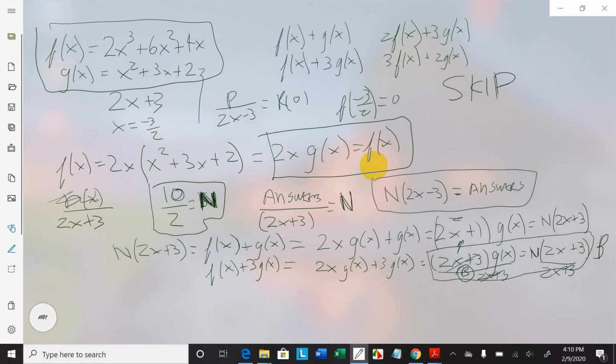Now you could go back, because your confidence has been completely shot, and try this one and this one. We were not going to do them in the video, but you might as well. 2f(x) plus 3g(x), and f(x) is 2x times g(x). That's 4x times g(x) plus 3g(x), so it's 4x plus 3, and that doesn't work because it's not 2x plus 3.